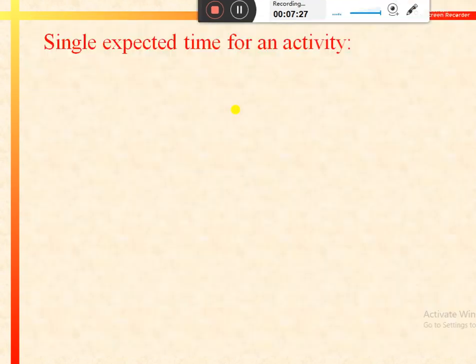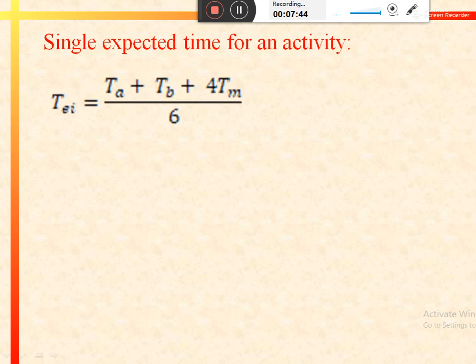If we have these three time estimates for completion of an activity, in the next step we need to calculate the single expected time for the given activity. And what is the formula for calculating the single expected time? It is denoted as follows.